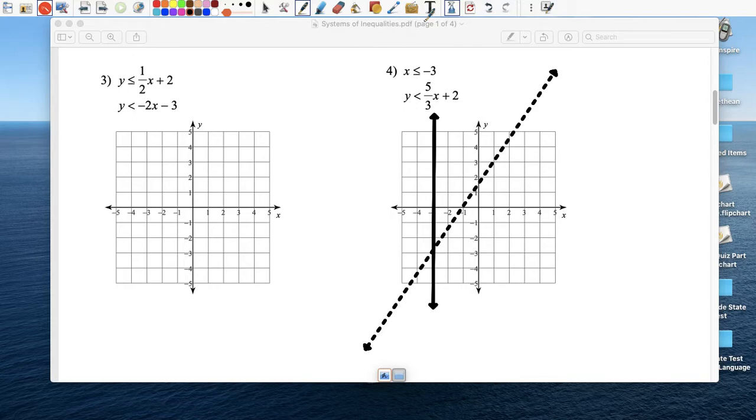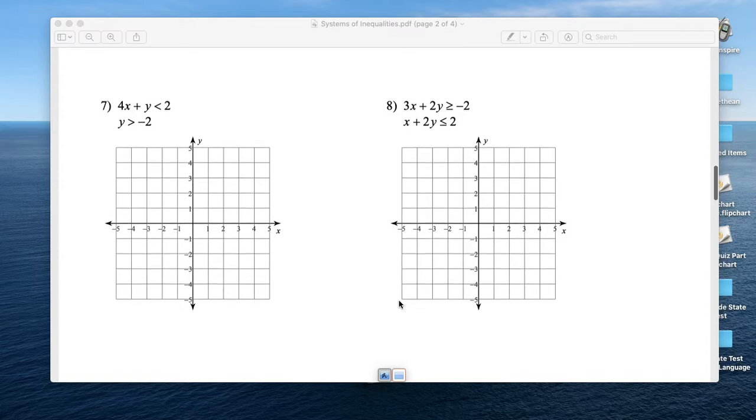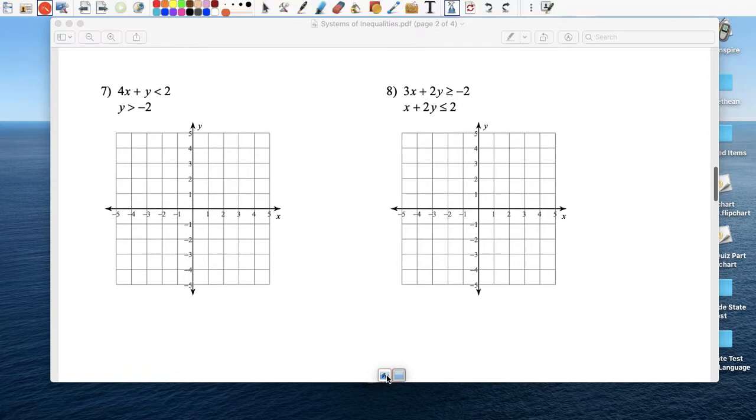I forgot what's next. 7 and 8. Okay. These are fun to do. I mean, I really like this topic. But I promise you'll see this next year a lot. 7 and 8.